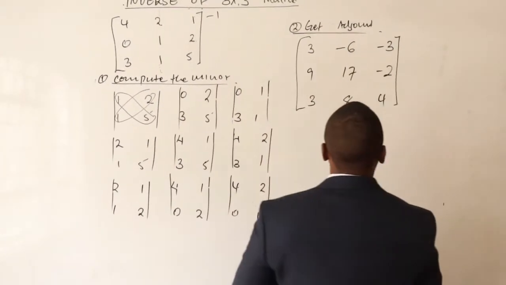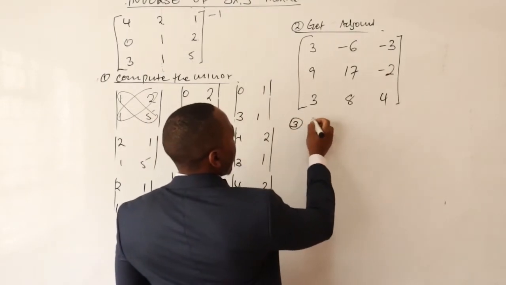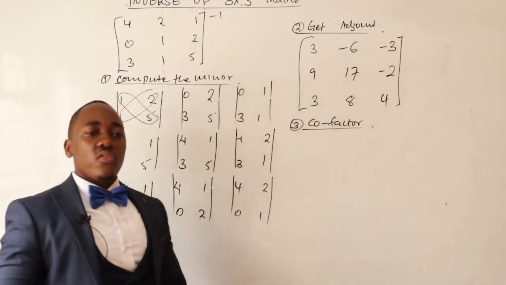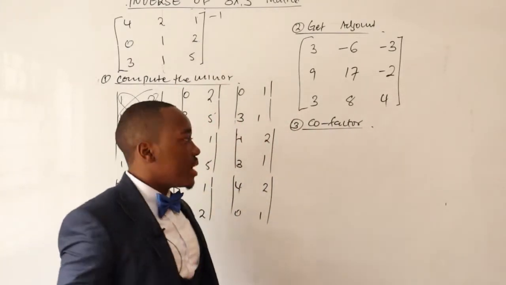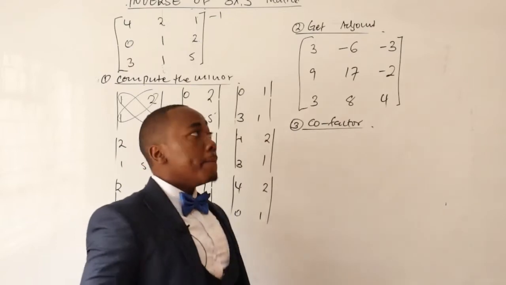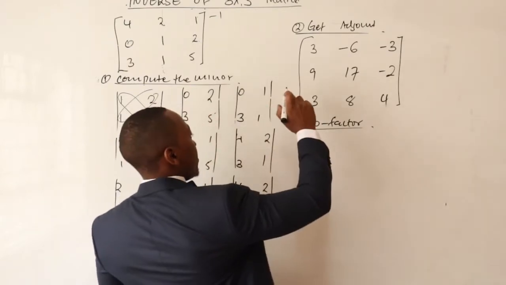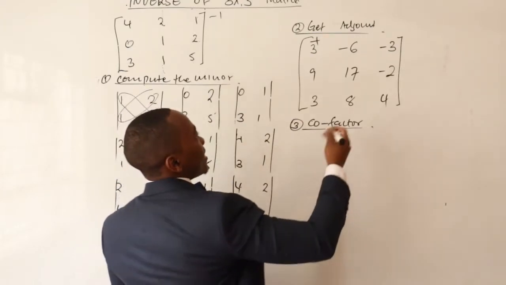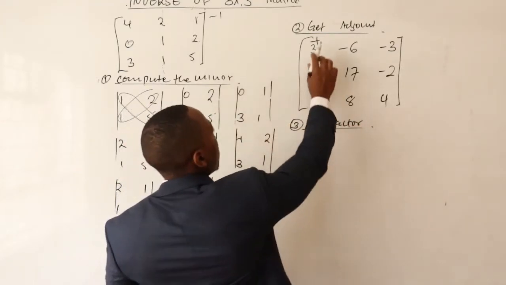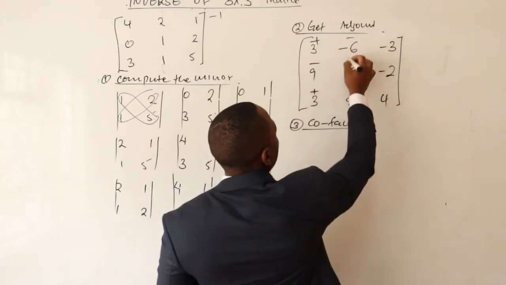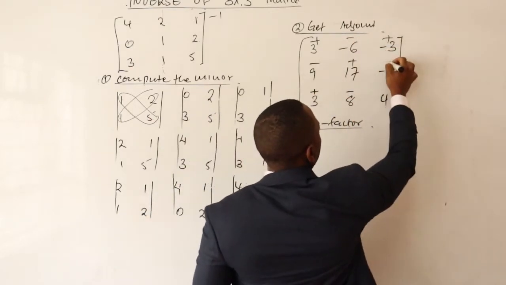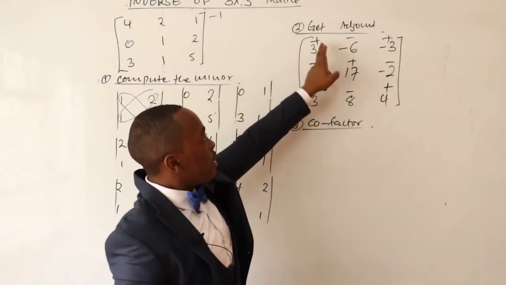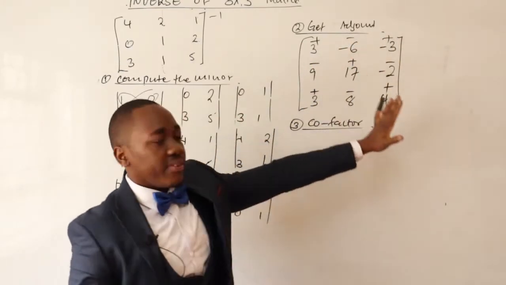After you get the adjoint, step number 3, now you can get the cofactor. So how do we get the cofactor? We say that to get the cofactor, you use the adjoint. By the first element, you give it a positive value and the rest negative. So in this case, you can use positive, negative, positive, negative, positive, negative, positive, negative, positive. Or you take the first one as positive, positive, negative, like that.